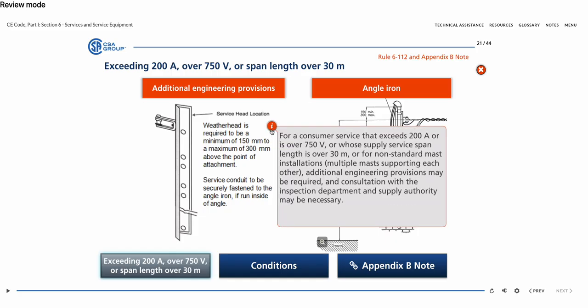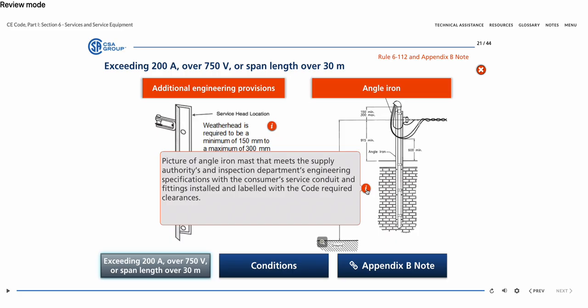For a consumer service that exceeds 200 amperes or is over 750 volts, or whose supply service span length is over 30 meters, or for non-standard mast installations, such as multiple masts supporting each other, additional engineering provisions may be required, and consultation with the inspection department and supply authority may be necessary. Picture of an angle iron mast that meets the supply authority's and inspection department's engineering specifications, with the consumer service conduits and fittings installed and labeled with the code-required clearances.